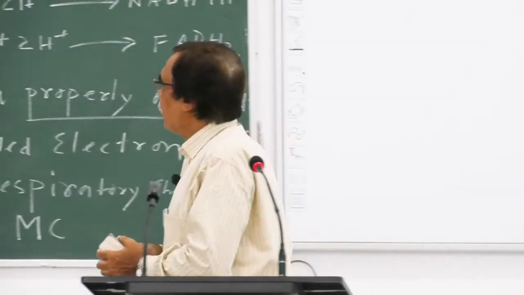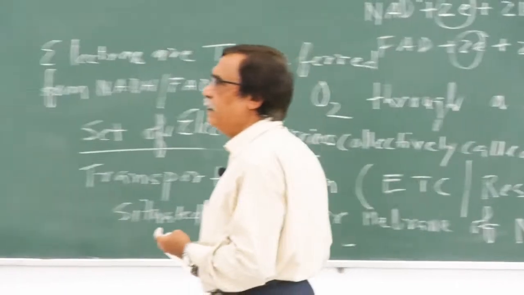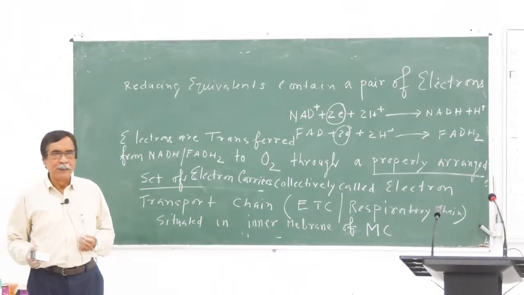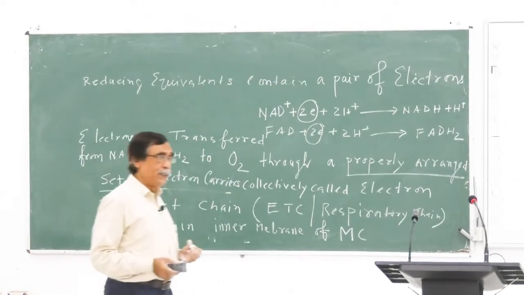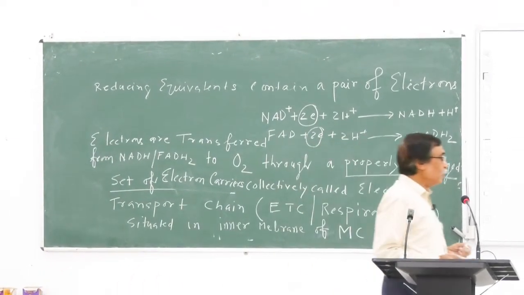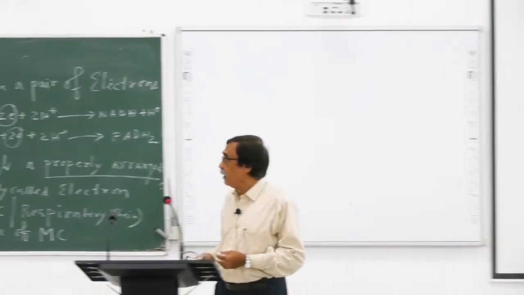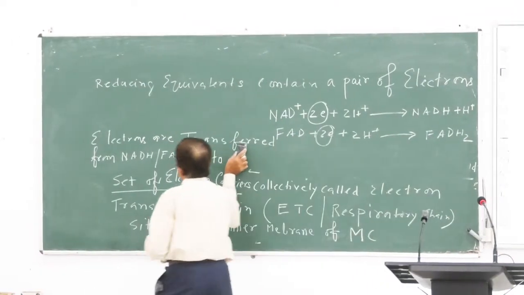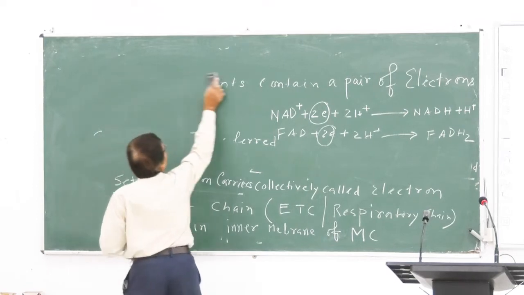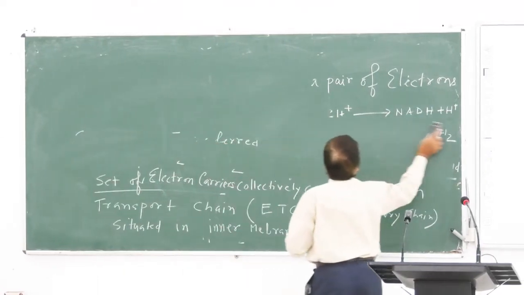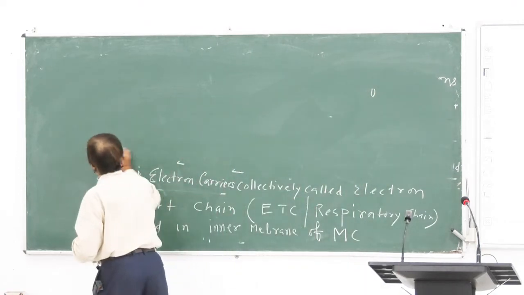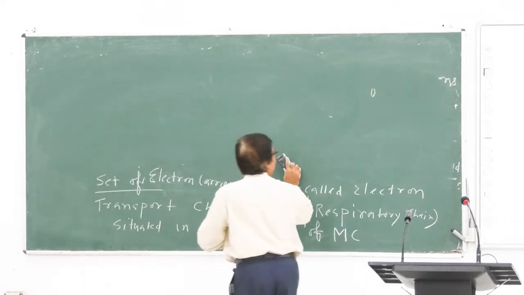So where is the electron transport chain situated? Inside the mitochondria. Many events occur inside the mitochondria. What are the events occurring in the mitochondria? You know the mitochondria is the powerhouse of the cell. I will just recollect the events in the mitochondria. What is the structure of the mitochondria? Where is the electron transport chain situated?